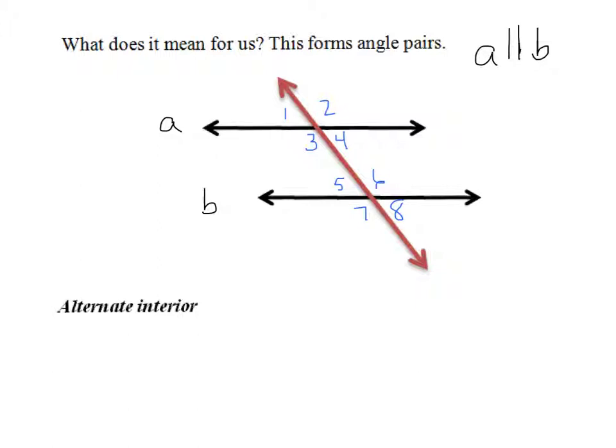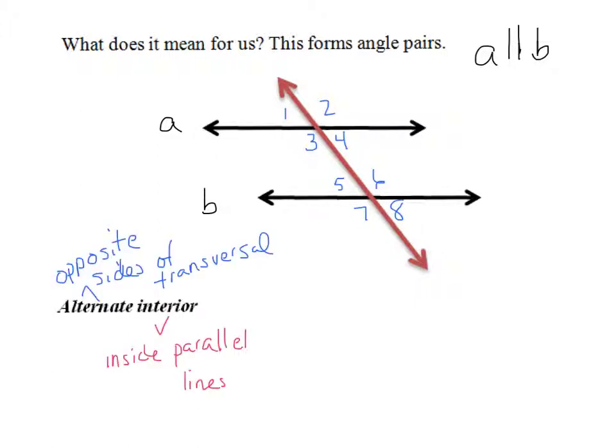The first one is alternate interior angles. When we look at the words alternate interior, alternate means on opposite sides of the transversal. Interior means inside the parallel lines. So we're going to find the angles that are opposite sides of the transversal inside the parallel lines. Our first pair of alternate interior angles are angle 3 and angle 6. Angle 3 and angle 6. Can you figure out the other ones? It would be angle 4 and angle 5.